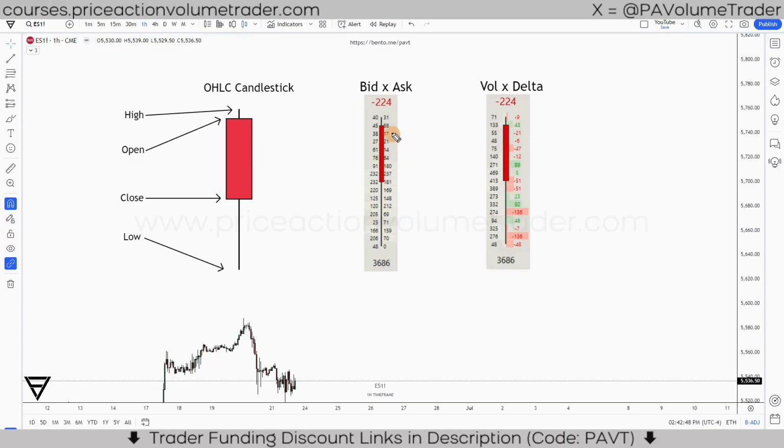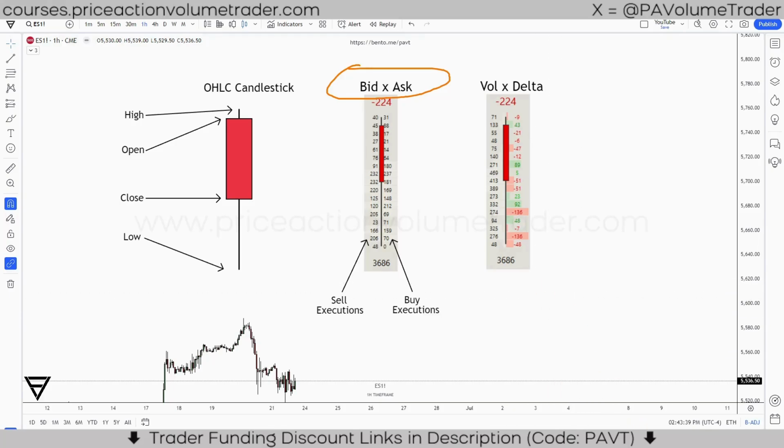So basically, a footprint chart is going to give us an X-ray inside of this candlestick in order to show us the buyer and seller actions inside of every one of these levels. Now, of course, there are various ways to look at footprint charts. The most popular is the bid by ask footprint.